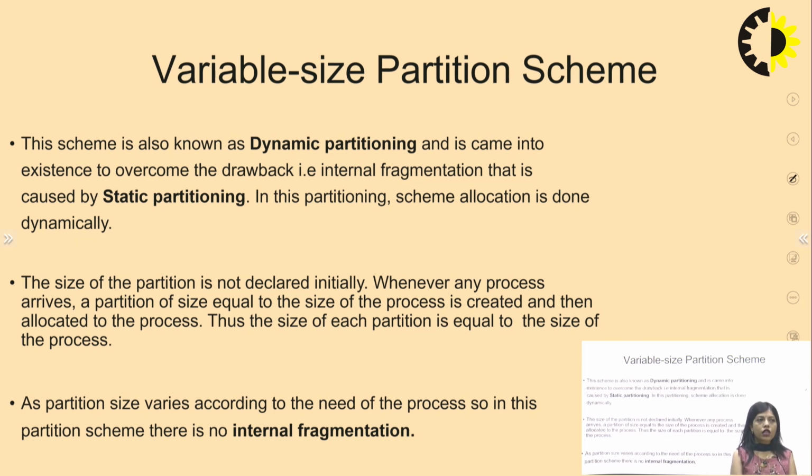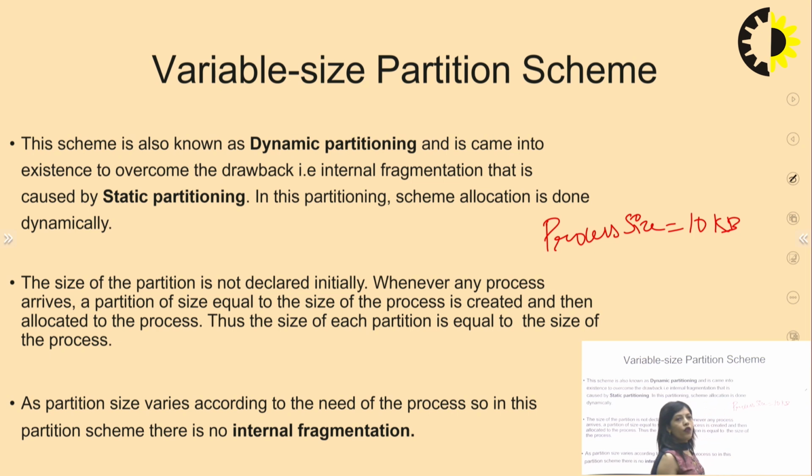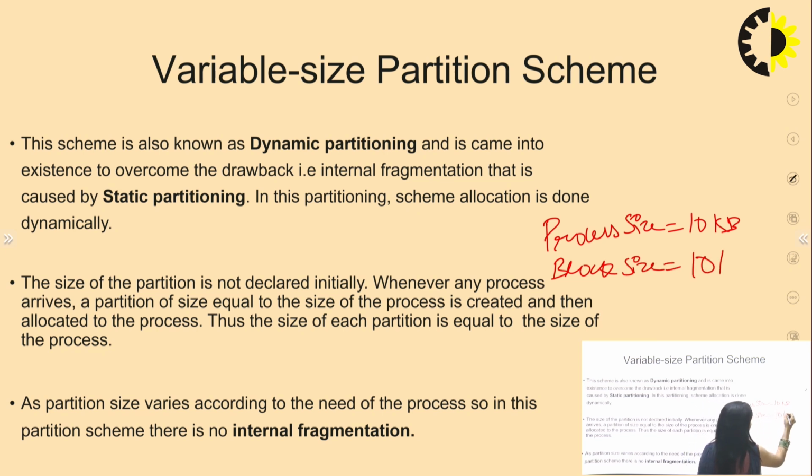Whenever any process arrives, a partition of size equal to the size of the process is created. For example, we have a process of size 10 KB. So we create a block of size 10 KB at that time. When the process of 10 KB arrives, we allocate a block size of also 10 KB because it is a dynamic partitioning scheme, nothing is fixed in it.